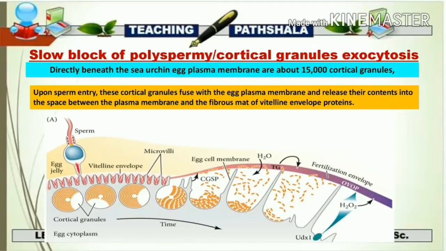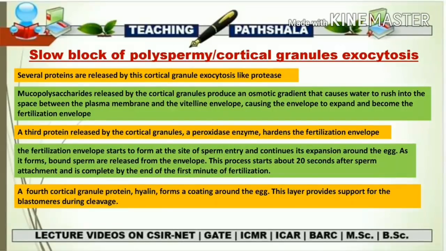So it is regarded as a slow mechanical block, and this involves several proteins that are going to be released by the exocytosis of the cortical granules, and this is going to make a change in the vitelline membrane of the egg, and finally this is going to make the hardened fertilization envelope, which is going to repel all the sperm that has been bound to the egg cell surface. So let's first talk about these steps.